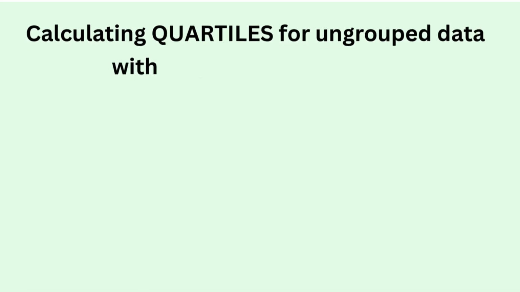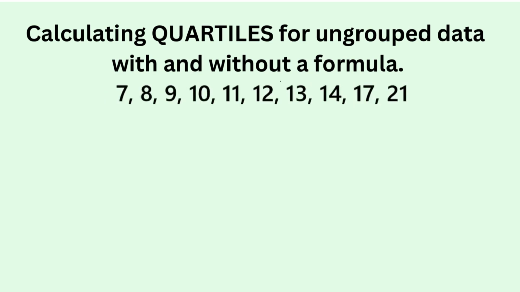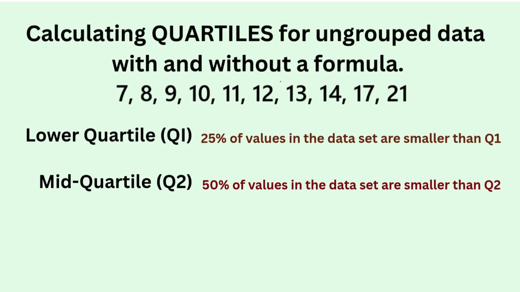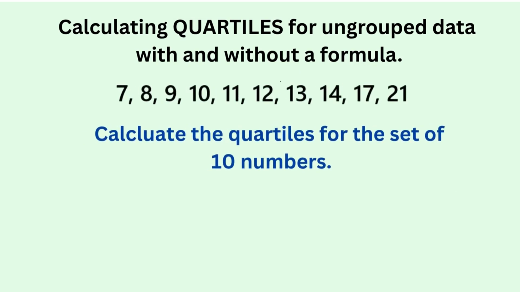In this lesson, we'll learn how to calculate quartiles for ungrouped data, both with and without using formulas. Let's begin with this simple set of 10 numbers. Quartiles organize data into 3 points: a lower quartile, median or mid-quartile, and an upper quartile, to divide the dataset into 4 groups. The data is already arranged in ascending order, which is the first step in any quartile calculation.